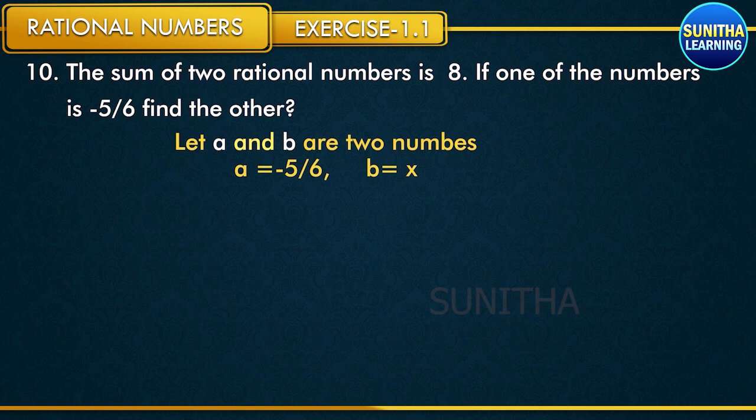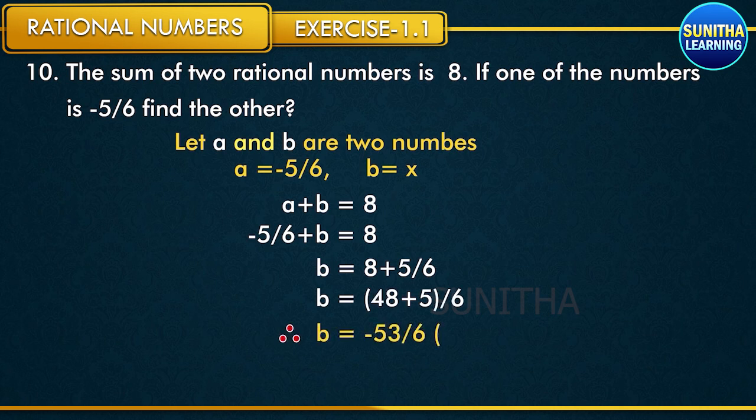Just substitute. What is the condition given? A plus B is equal to 8. In place of A, substitute minus 5 by 6. Now the equation is minus 5 by 6 plus B is equal to 8. So B is equal to 8 plus 5 by 6, as minus 5 by 6 is transposed to the other side of the equal sign. Now the LCM is 6, so 8 sixes are 48, plus 5, by 6. 48 plus 5 is 53. So 53 by 6 is the final answer. Clear? The second number is 53 by 6, which is also a rational number.